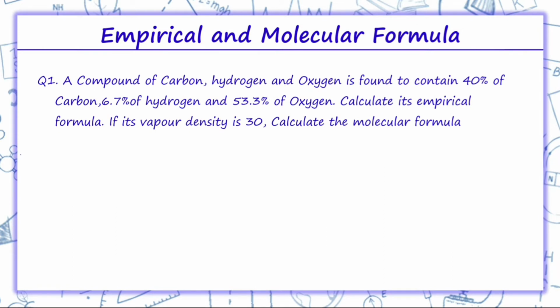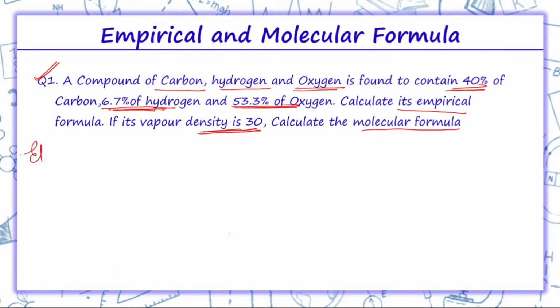Now coming on to the first question. The question is, a compound of carbon, hydrogen and oxygen is found to contain 40% carbon, 6.7% hydrogen, 53.3% oxygen. We have to calculate its empirical formula. Vapor density is 30. Then we have to calculate the molecular formula.